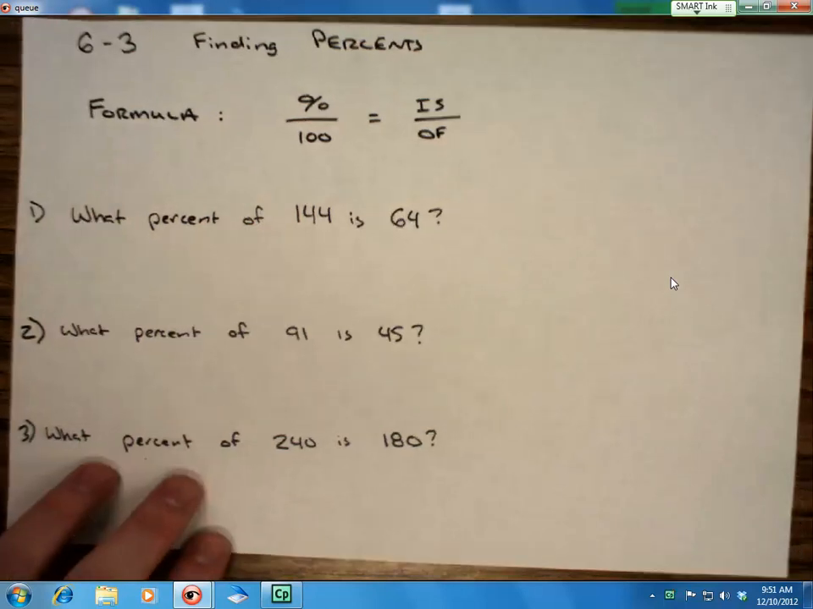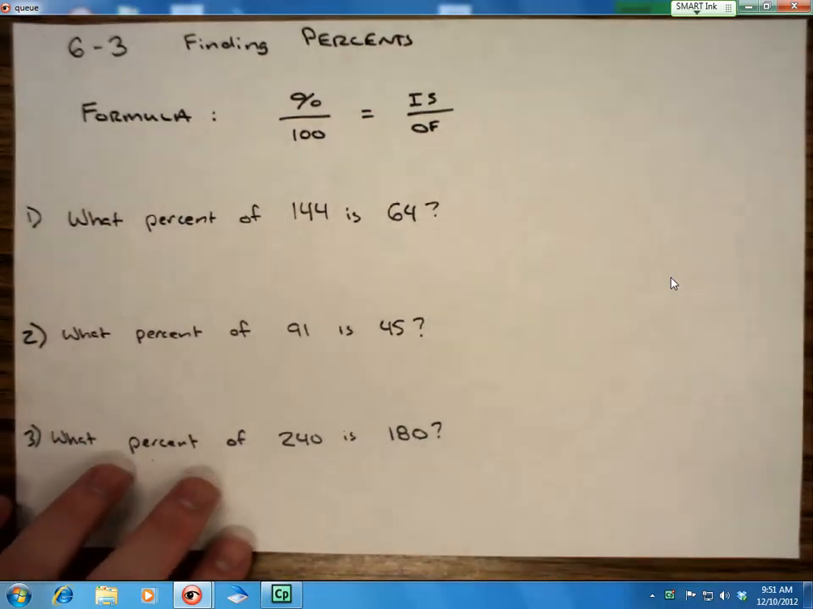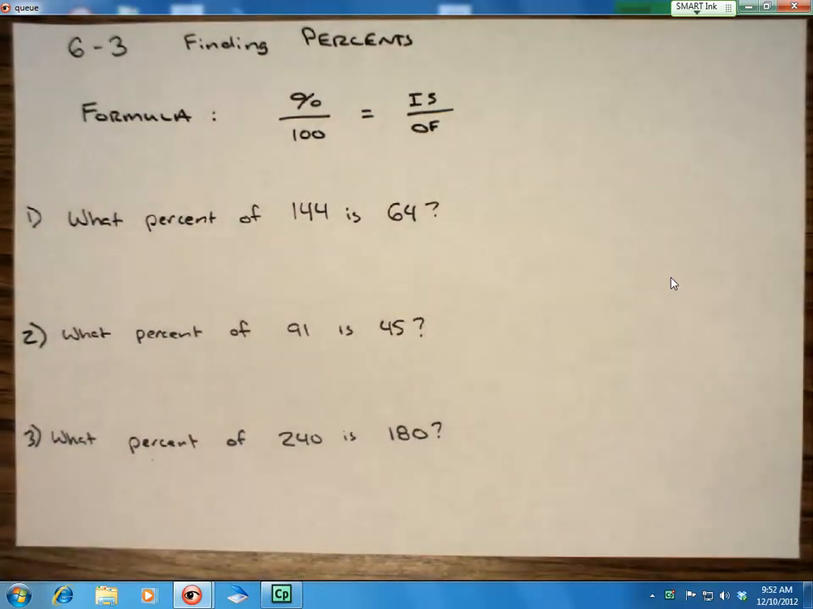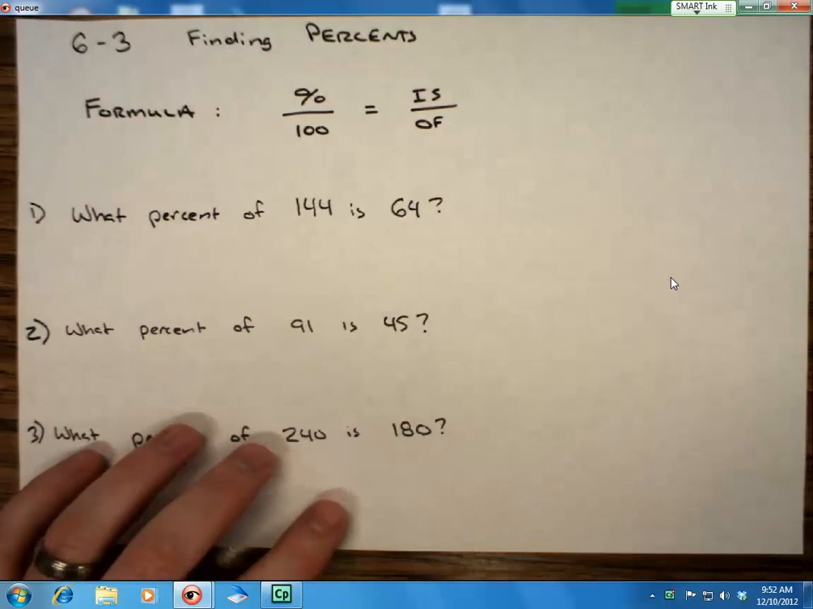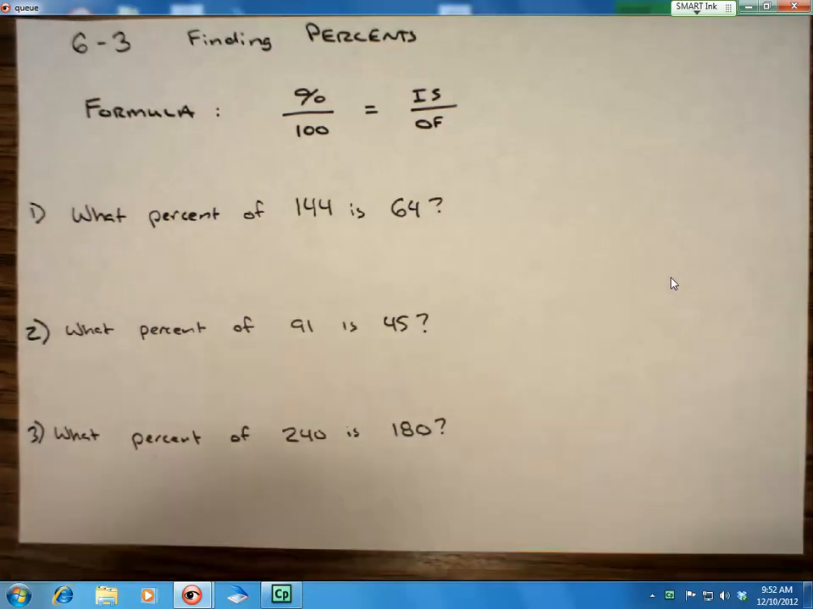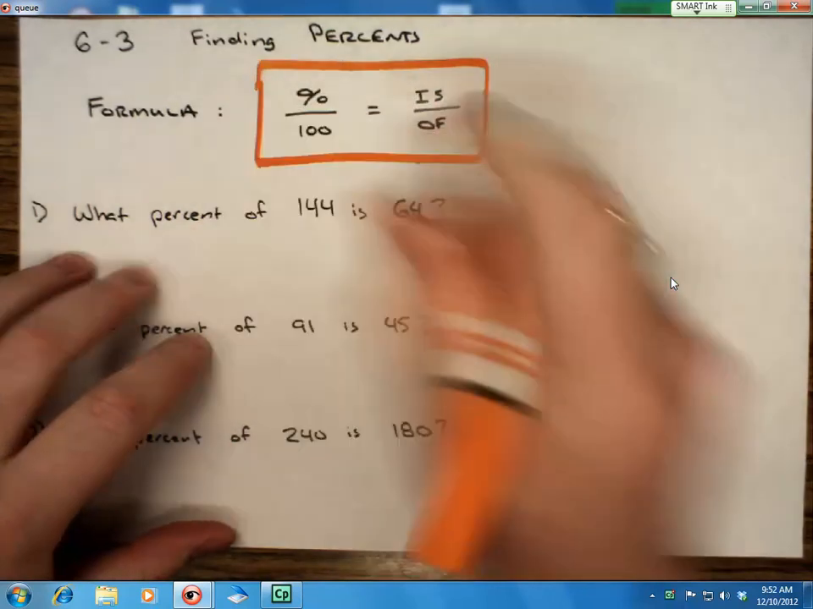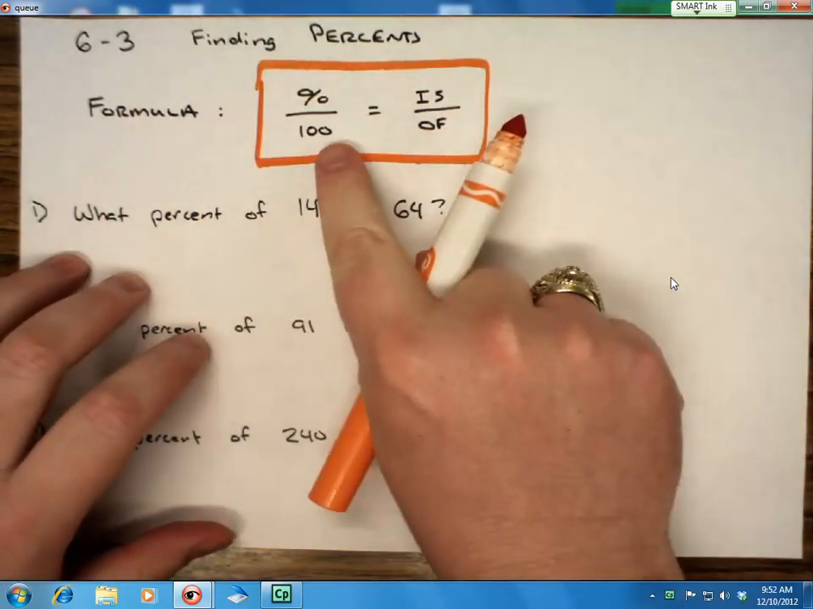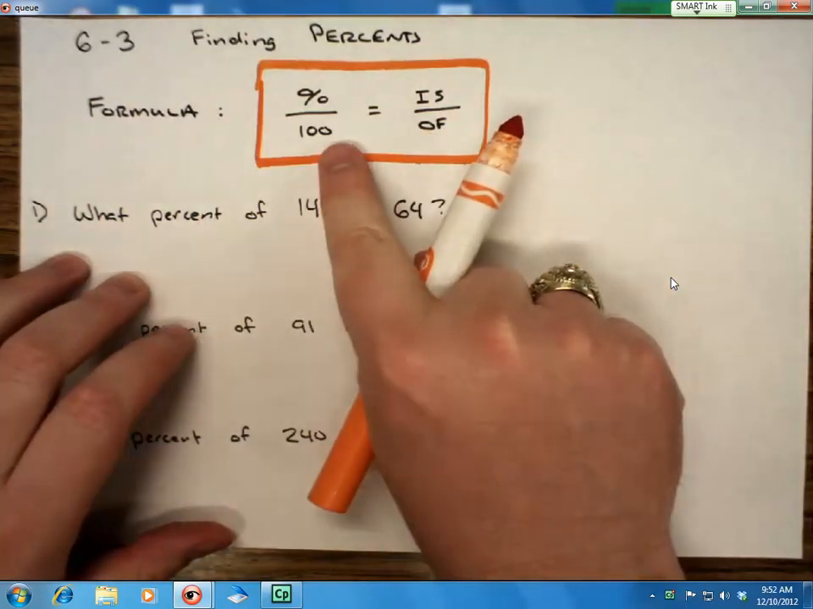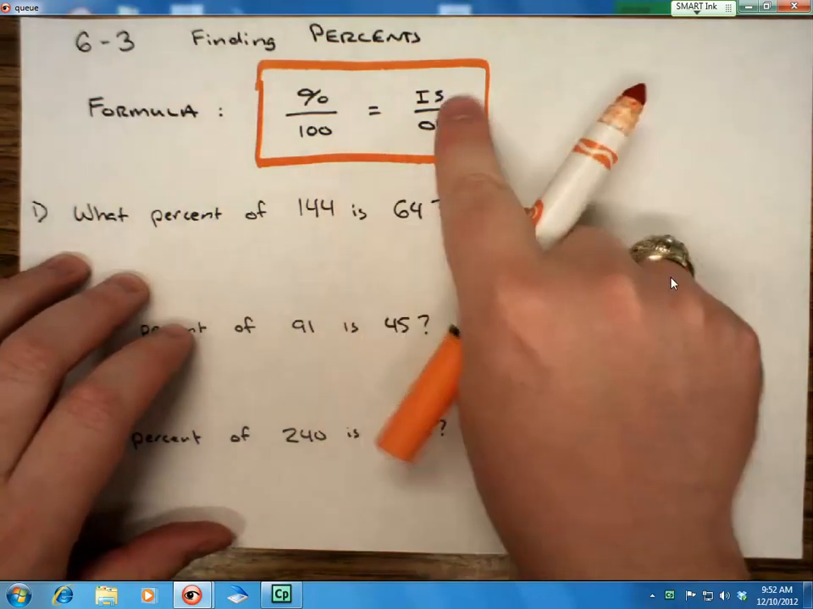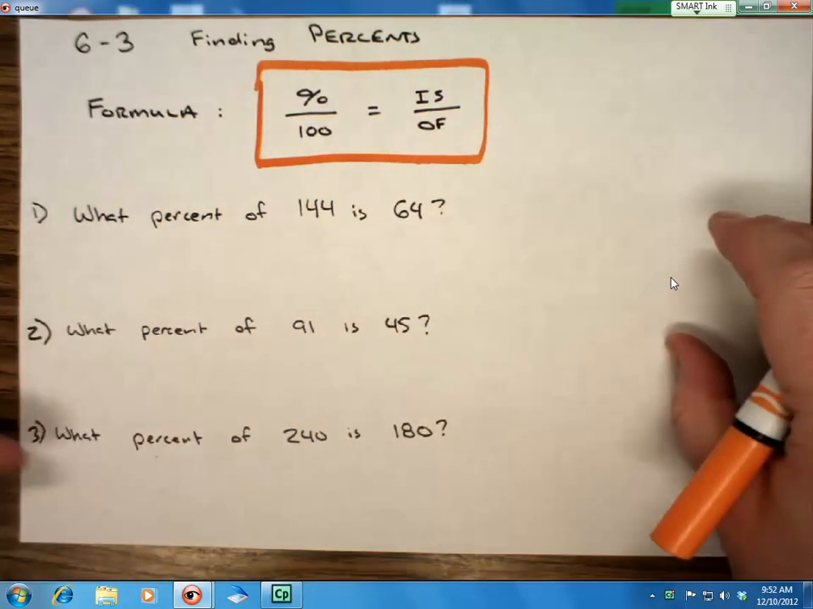Good. So today we are going over 6-3, which is finding percents. Now, you should have your formula written down because this is the formula that we're going to be using pretty much the next week. Okay, and what this formula says is that our percent is always over 100, which we should know that, and that equals our is over our of. Now, I know, what does that mean?